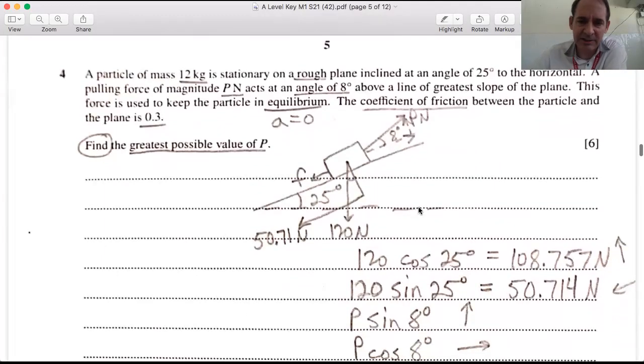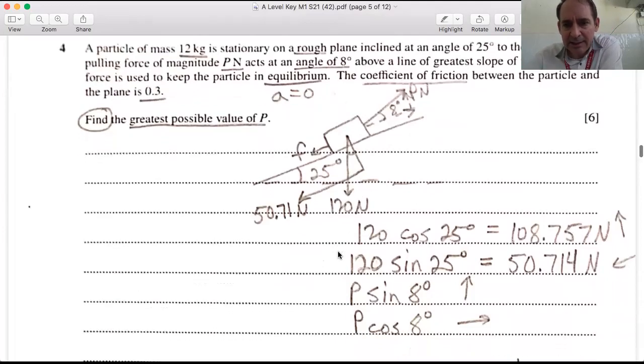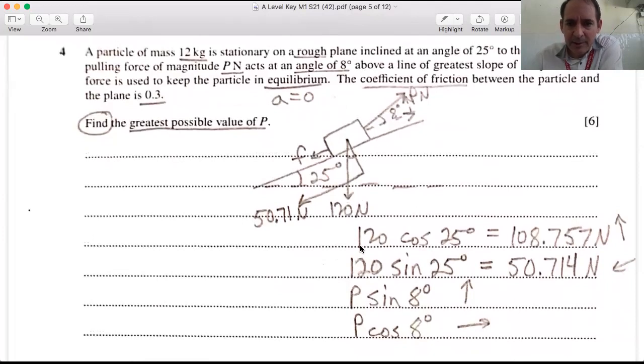So again, let's start with our diagram. Inclined plane at 25 degrees. Here we have our object, 12 kilogram object on the inclined plane. So we need to resolve its mass with respect to the plane. So 12 times 10 is 120 newtons straight down, times sine of the angle 25 degrees gives us 50.714 newtons in the downward direction.